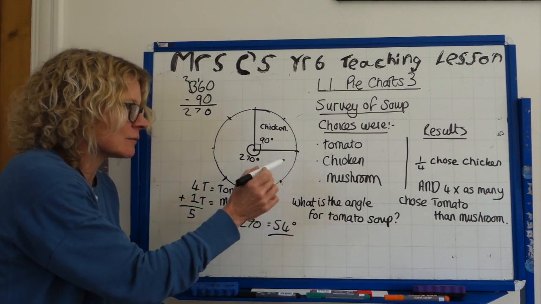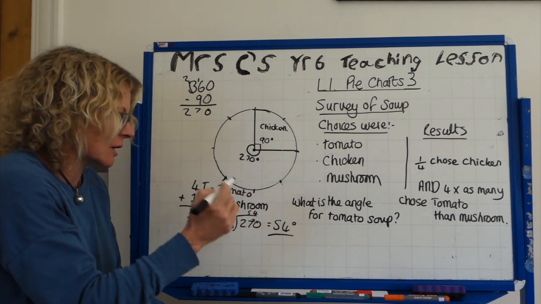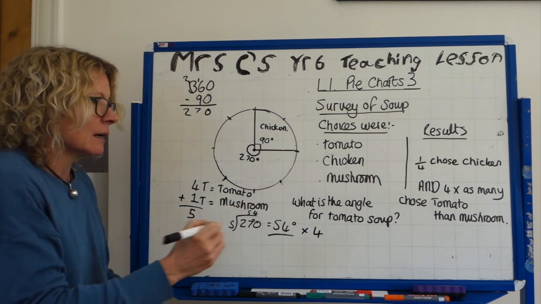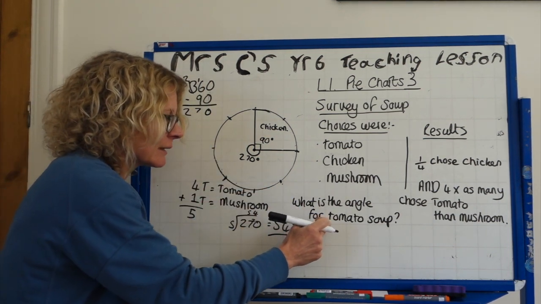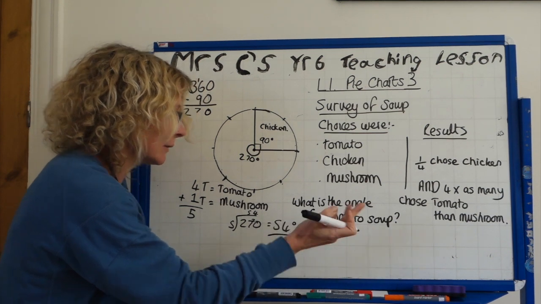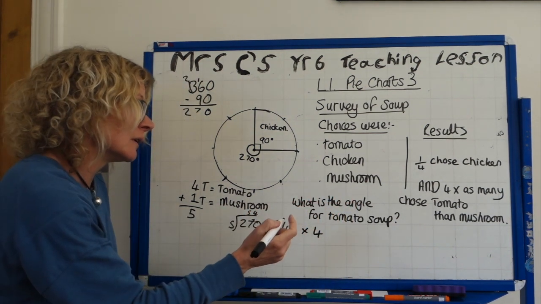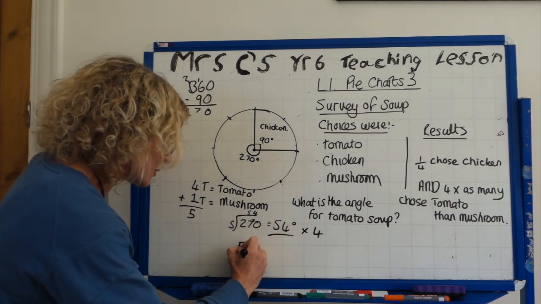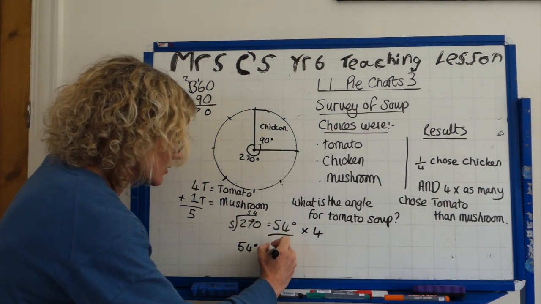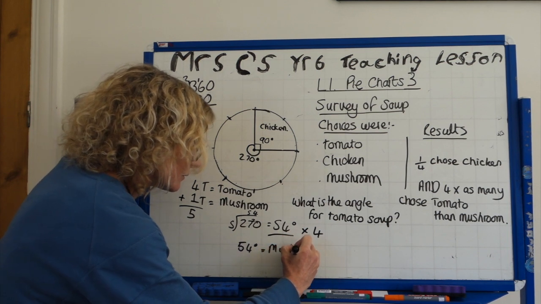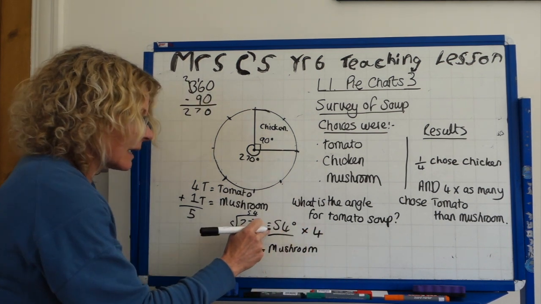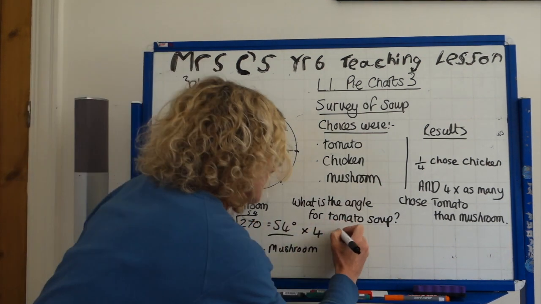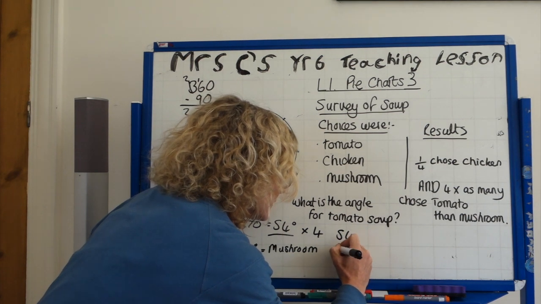How many are you going to find out chose tomato? It's going to be 4 lots of 54. Would you agree? And then finally, to work out the angle, oh, is it tomato soup? Oh yeah, that's all you need to do, 54 times 4. What about the mushroom soup? It is 1, so the mushroom soup is 54 degrees, isn't it? So that sector is going to be 54 degrees. And your tomato is 54 times 4. Let's do it together. Go on, you go firing off ahead. See if you can beat me.